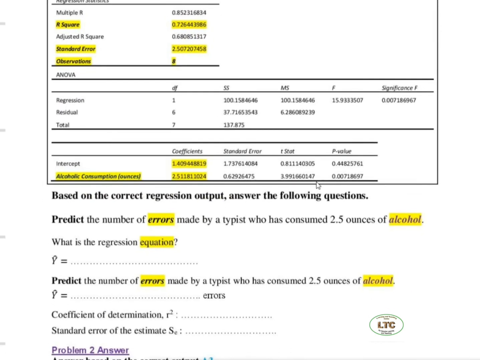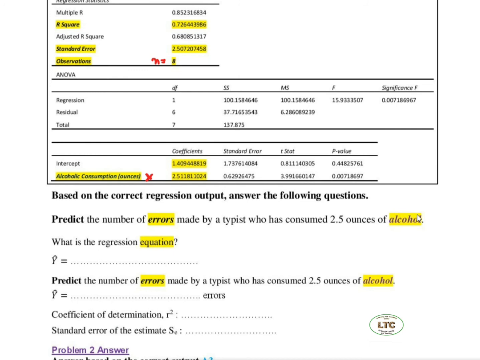Output A3, this is correct. Why? If you see no mistake, therefore if you have to choose the correct output from A1, A2, A3, you must not choose A1, A2. We don't see any mistake in A3, therefore we must choose A3. Here X is alcoholic consumption, correct. N is 8, correct. So this is the correct output to use.